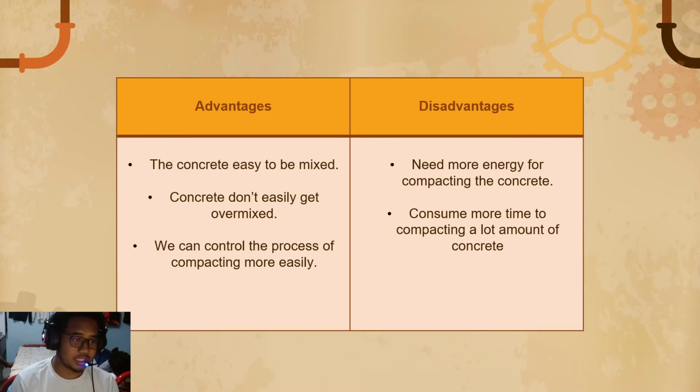So I will start with the advantages and disadvantages of compacting concrete using a steel rod. For the advantages, for the first one, the concrete is easy to mix. Second, concrete doesn't easily get overmixed. Third, we can control the compacting process more easily. For the disadvantages of compacting concrete using a steel rod, for the first one, it needs more energy to compact the concrete. For the last one, it consumes more time to compact a large amount of concrete.